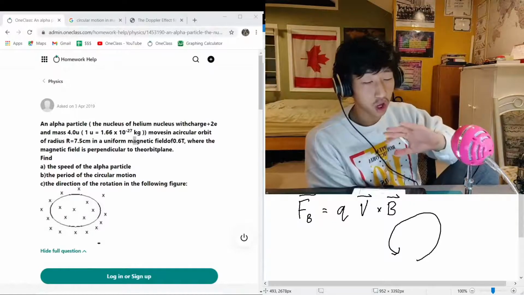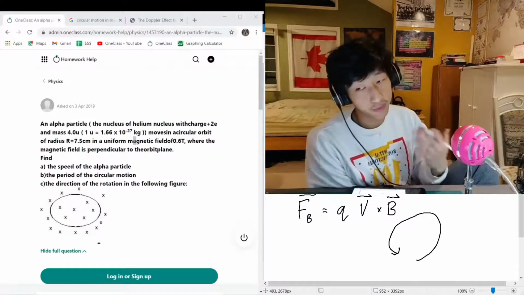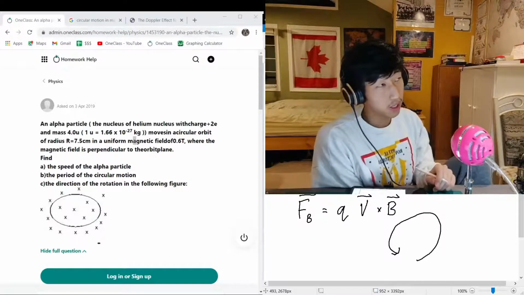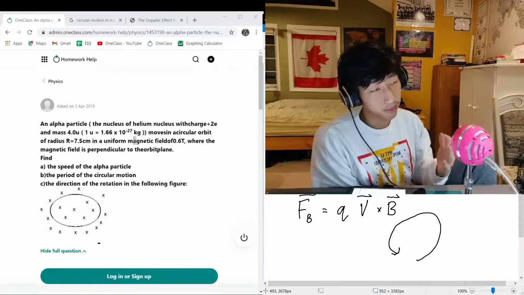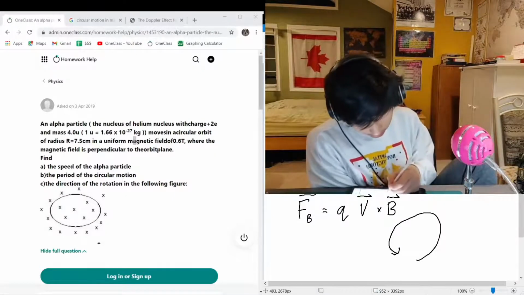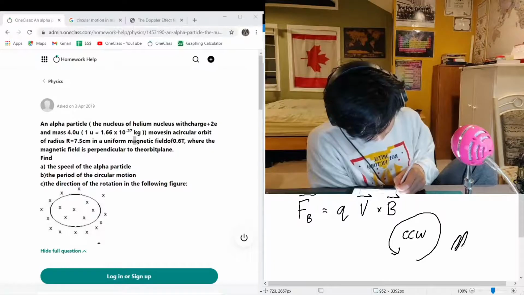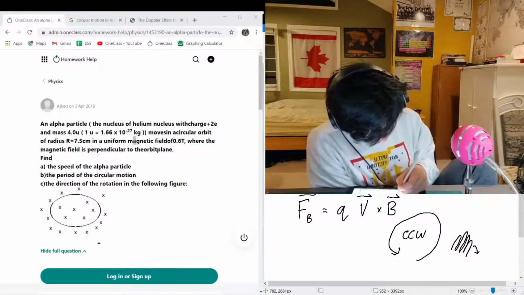Because if we were to go clockwise, our thumb would be pointing outside of the circle. So it would be right if it was an electron or a negative charged particle moving through the B field. We'd be going clockwise if it was a negative charge, but since we have positive charge, we're going counterclockwise, CCW. So we want our fingers like this, and they're curling towards the X's.